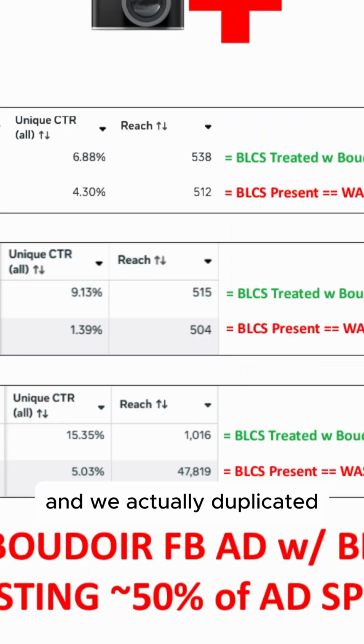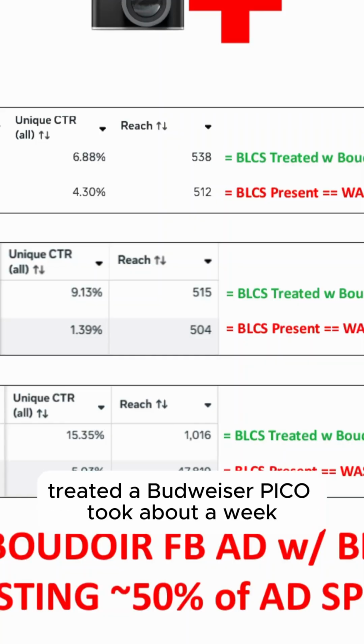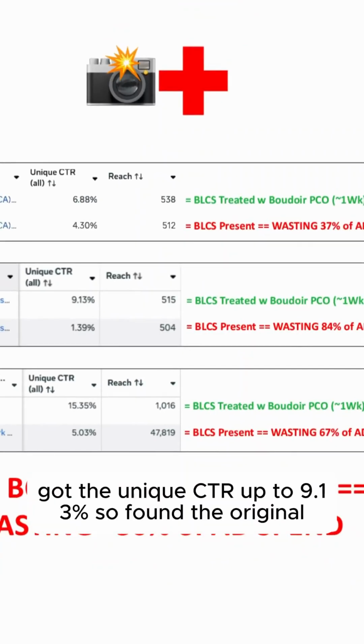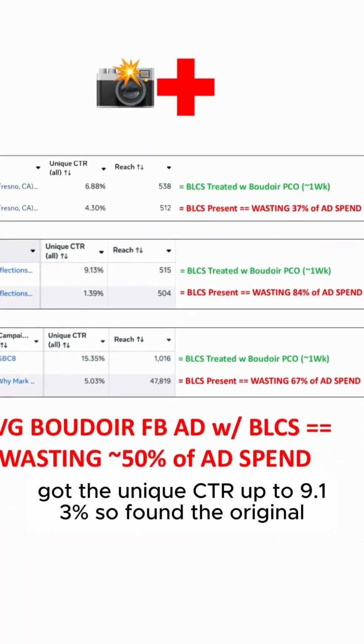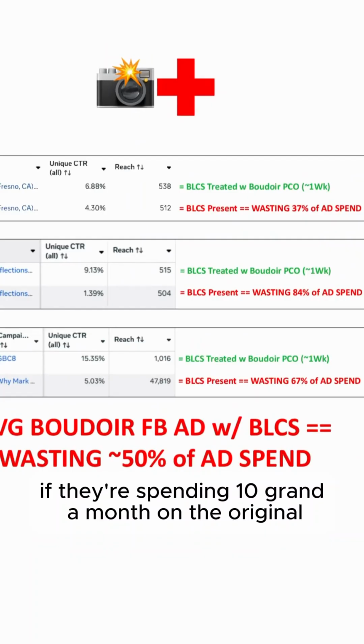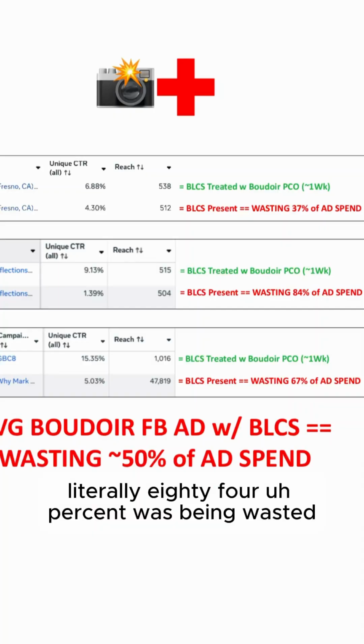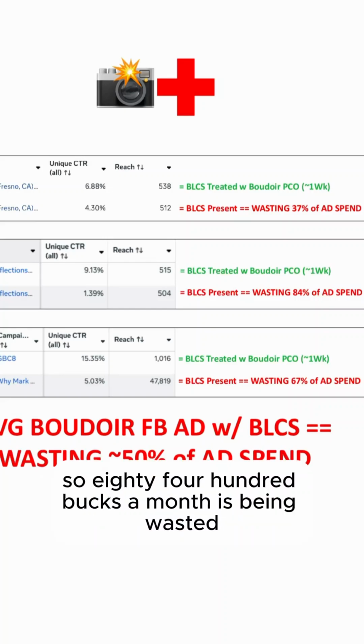And we actually duplicated it, treated with Boudoir Pico. Took about a week, got the unique CTR up to 9.13%. So we found that if they're spending 10 grand a month on the original Boudoir Facebook ad, it was wasting 84%. Literally 84% was being wasted. So $8,400 a month is being wasted.